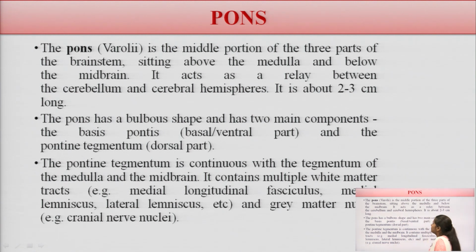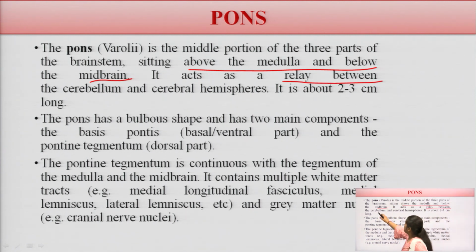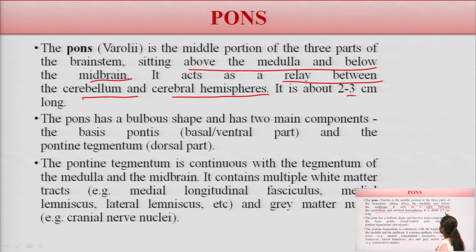Okay. Now, the pons is the middle portion of the three parts of the brain stem, sitting above the medulla and below the midbrain. It acts as a relay between the cerebellum and cerebral hemisphere, and it is about 2 to 3 centimeters long. Okay, so this is the part of the brain stem, right.